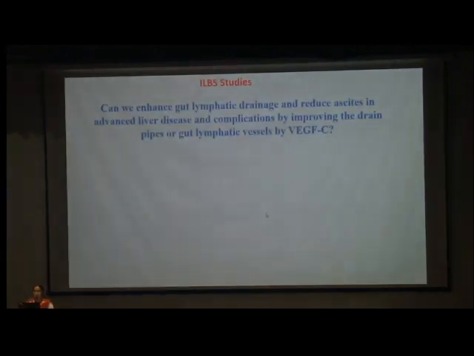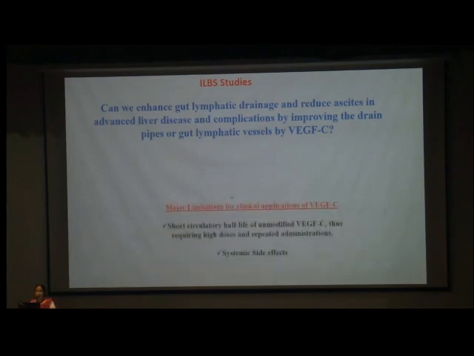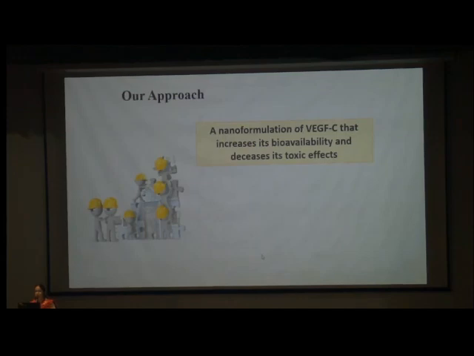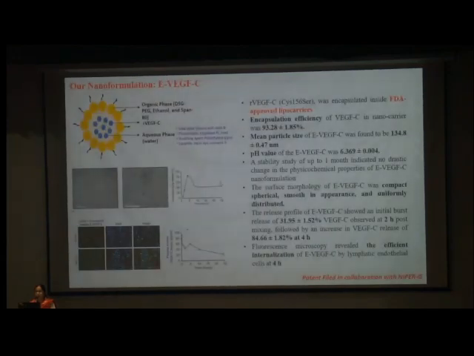Then next, we asked the question: can we enhance the gut lymphatic drainage and reduce ascites in advanced liver disease by using VEGF-C? We know the major limitation of VEGF-C is its half-life and its side effects. So here our approach was to use a nano formulation of VEGF-C. We made this VEGF-C encapsulated in nanolipid carriers. This work was done in collaboration with NIPER Guwahati, and these lipid nanocarriers were extensively characterized both biophysically and in in vitro studies.